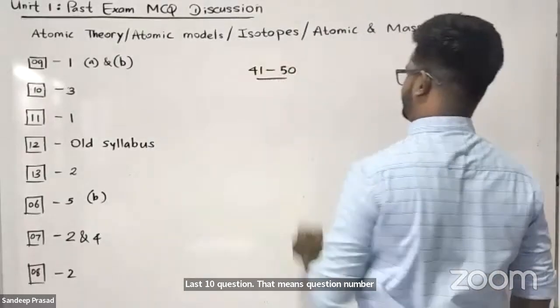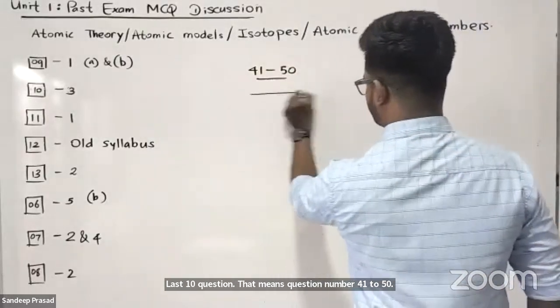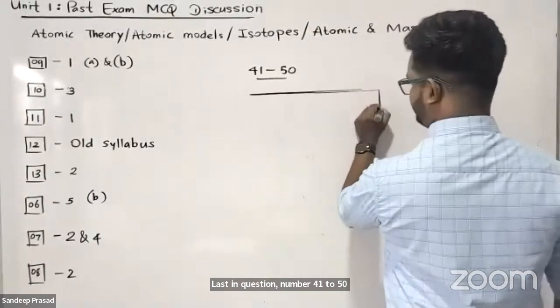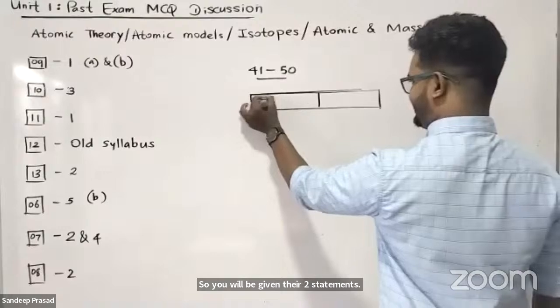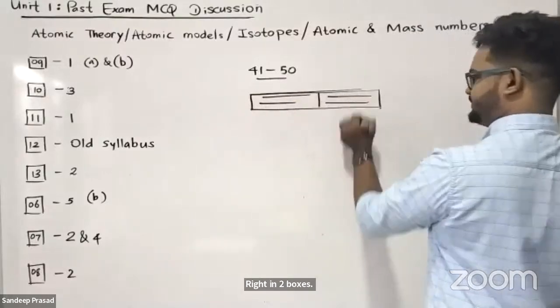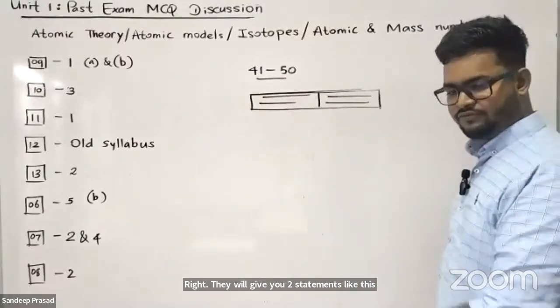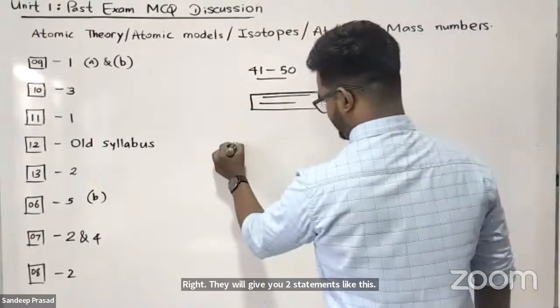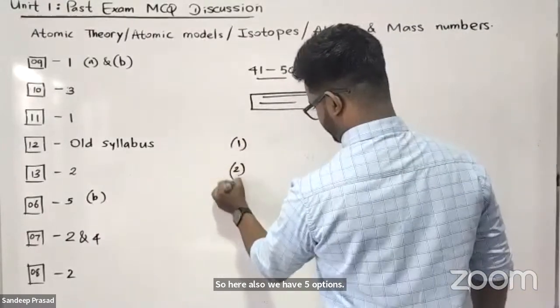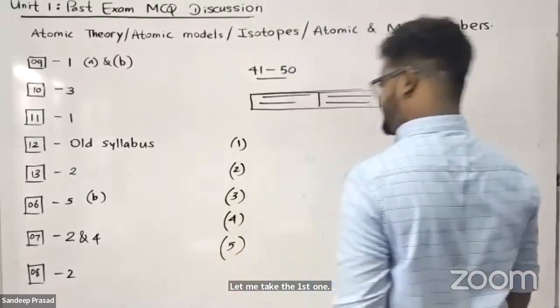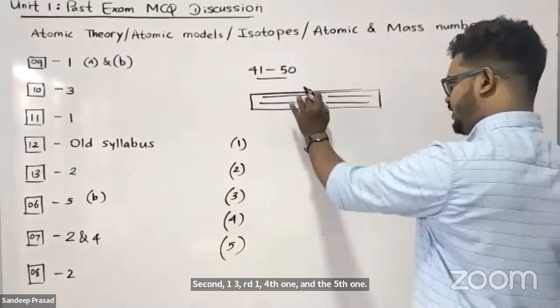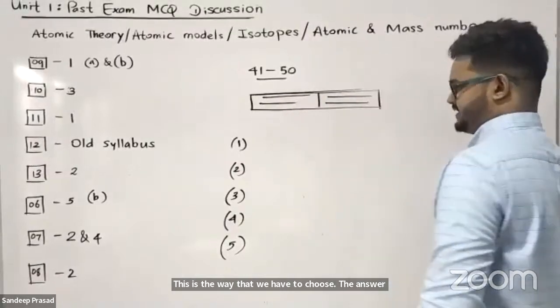Last 10, question number 41 to 50. You will be given 2 statements in 2 boxes, like this. Here also we have 5 options. Let me take the first one, second one, third one, fourth one, and the fifth one. This is the way that we have to choose the answer when you are given 2 statements like this.